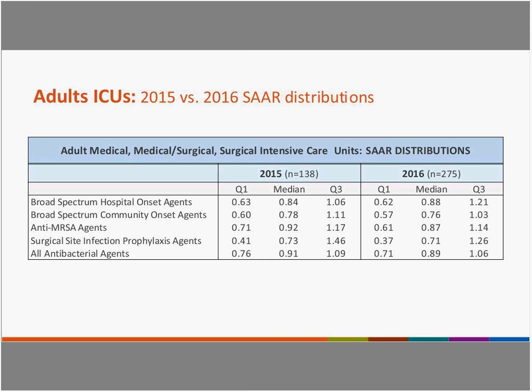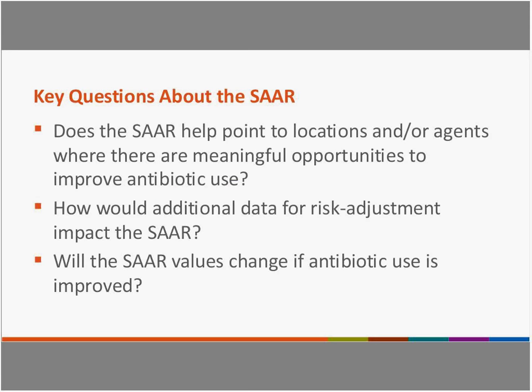There are a number of questions that we know we need to answer about this standardized antimicrobial administration ratio. It's a new measure for us, and so we have a number of questions that we need to answer about it. The most important question in my mind is whether or not the measure helps anyone. Is this a useful measure in helping point to locations and/or agents where there are meaningful opportunities to improve antibiotic use? That's a primary goal of the ratio, and we don't yet know if that's the case.